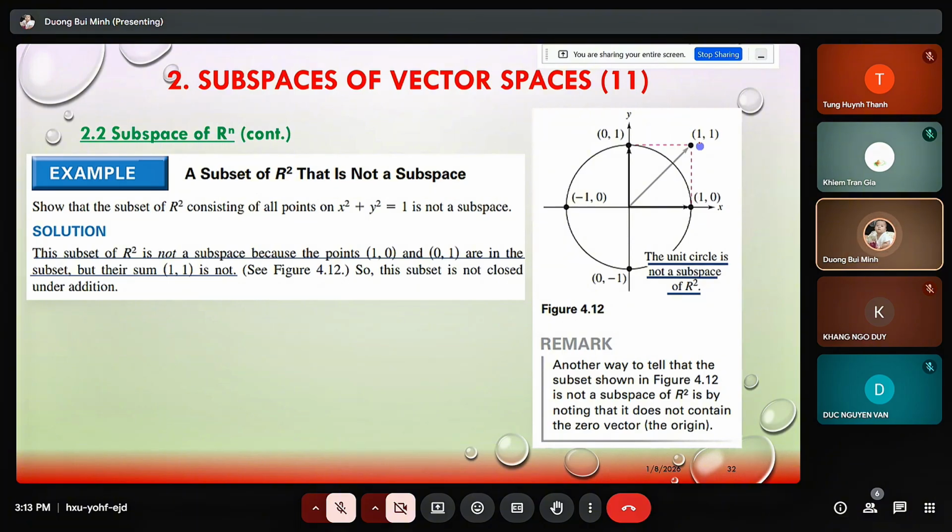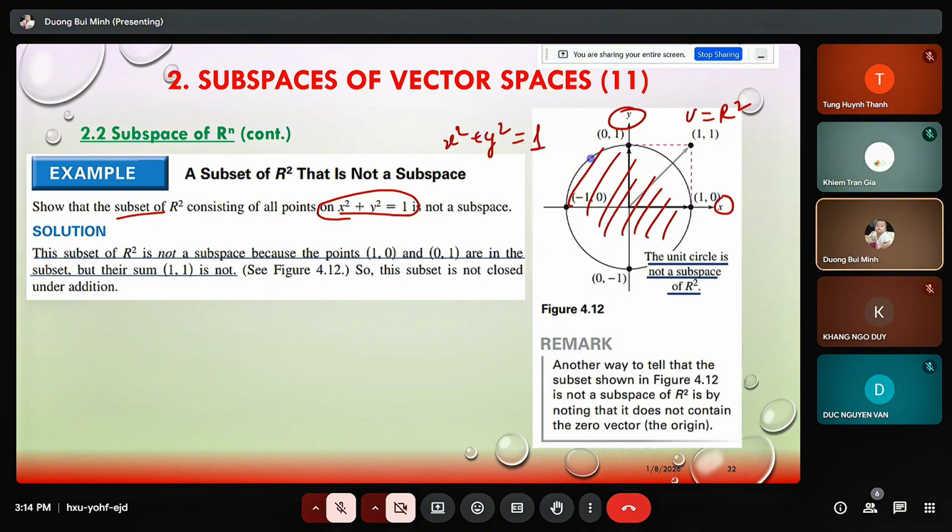The vector space is R2 because we have the x axis and y axis. Now we have the subset consisting of points on this circle, x square plus 2y square is 1. So this subset is not a subspace.